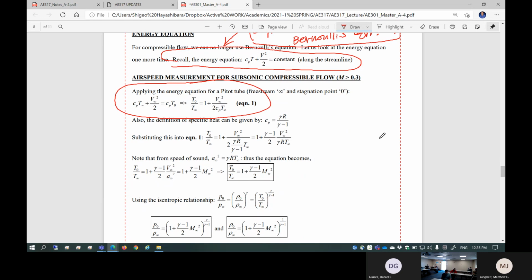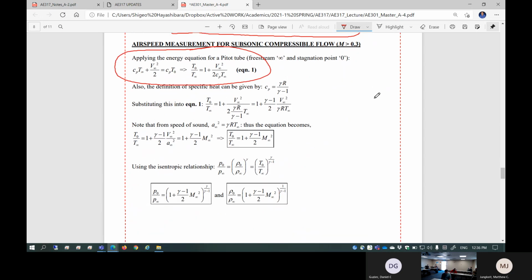So the energy equation, or compressible form of Bernoulli's equation, basically tells you the relationship between the temperature at the stagnation point and the free stream. It is a function of what? Mach number. That's what it is. So the free stream Mach number tells you the ratio between the stagnation point and the free stream temperature. The temperature ratio is a pure function of Mach number.